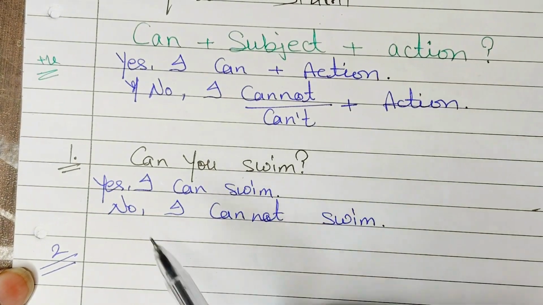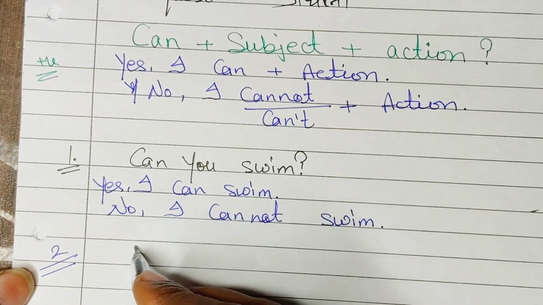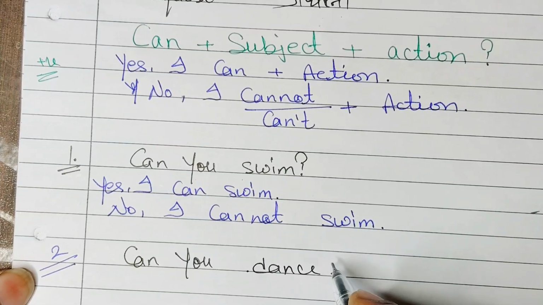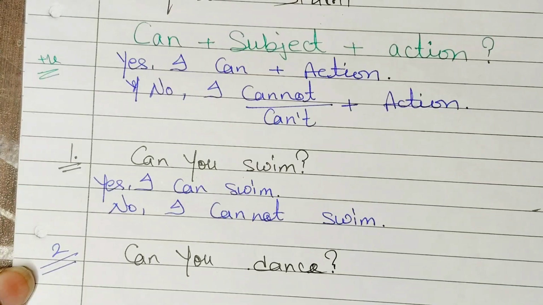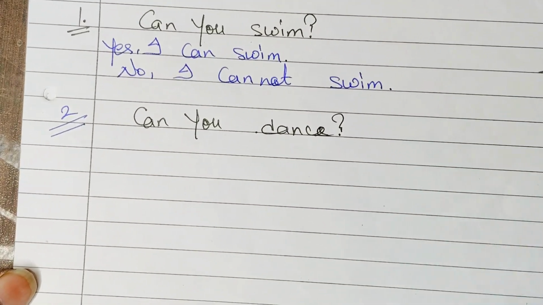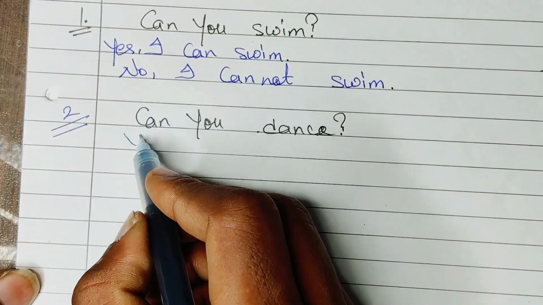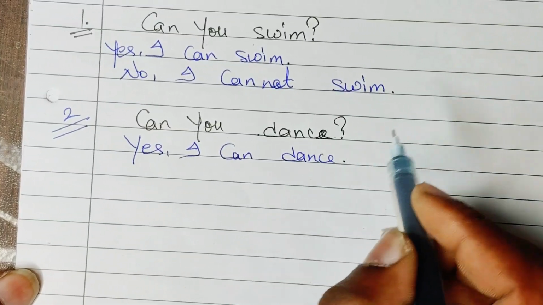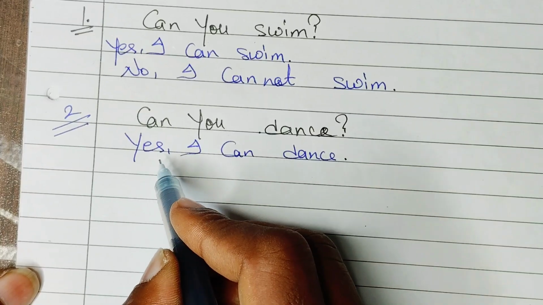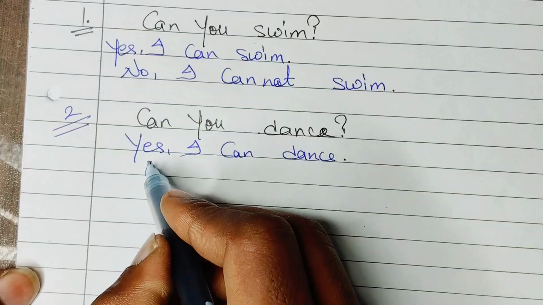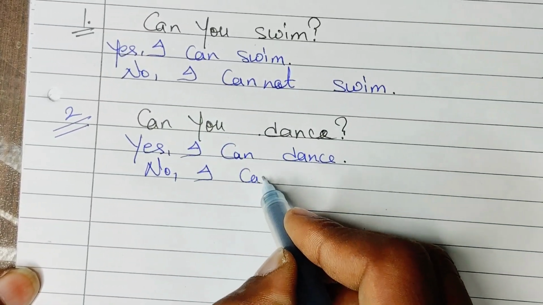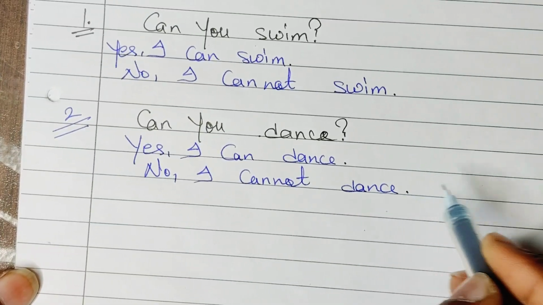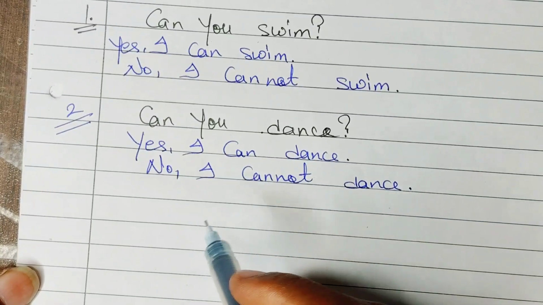Then the second example would be, can you dance? If you know how to dance, you can say, yes, I can dance. If you cannot perform dance, you cannot do it, you can say, no, I cannot perform dance or dance, because this is also a verb you can use.